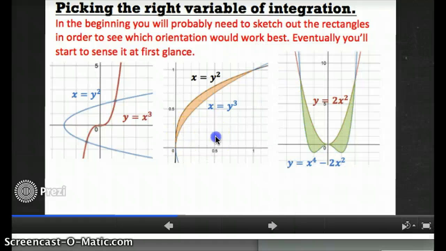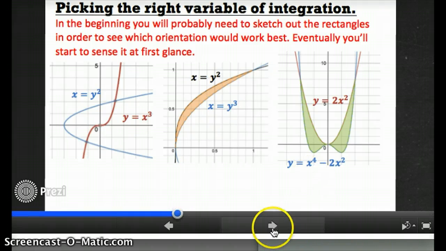In the second one here, the tip is that you have x as your output, so this would be also a dy. The last one would be a dx. Try 3 for yourself.